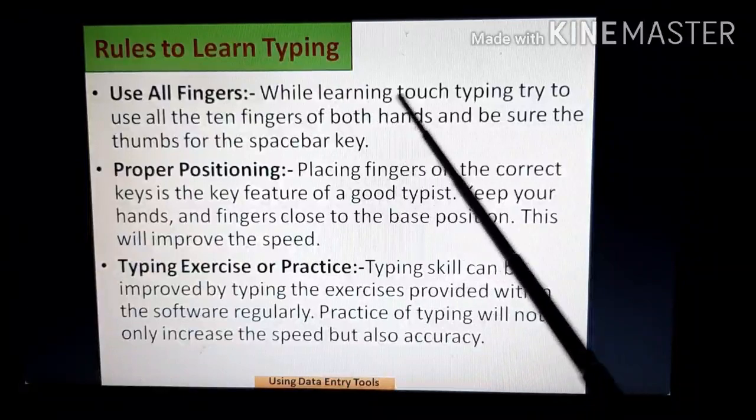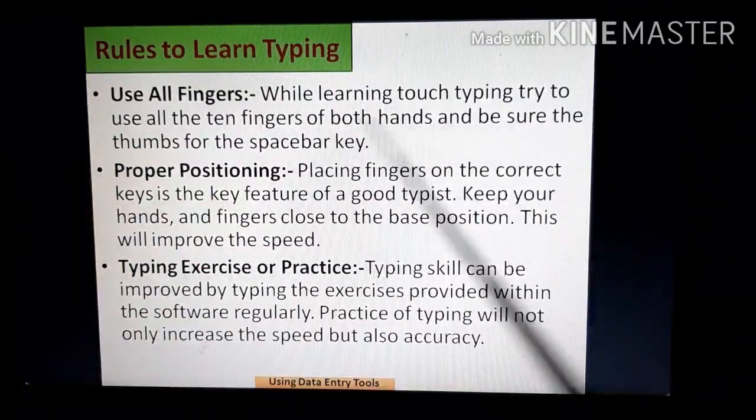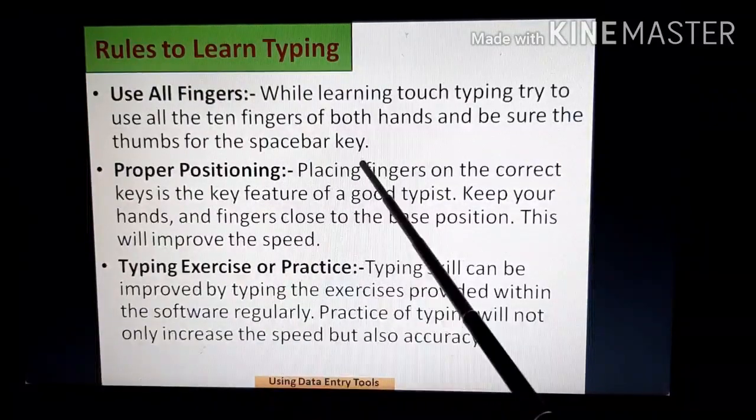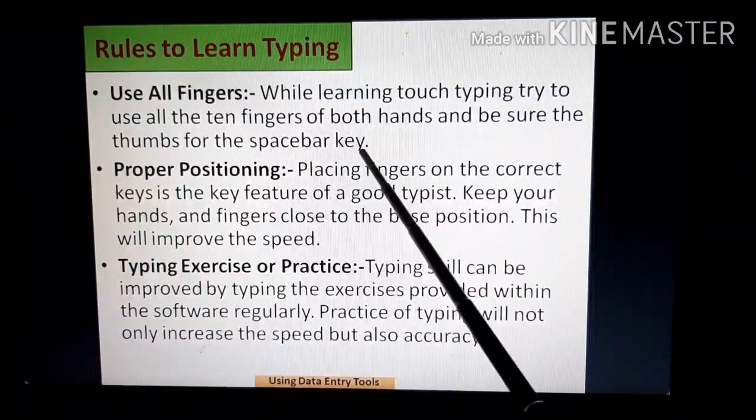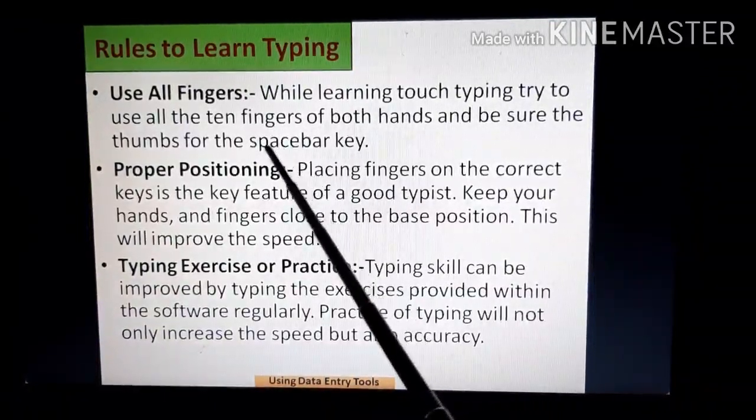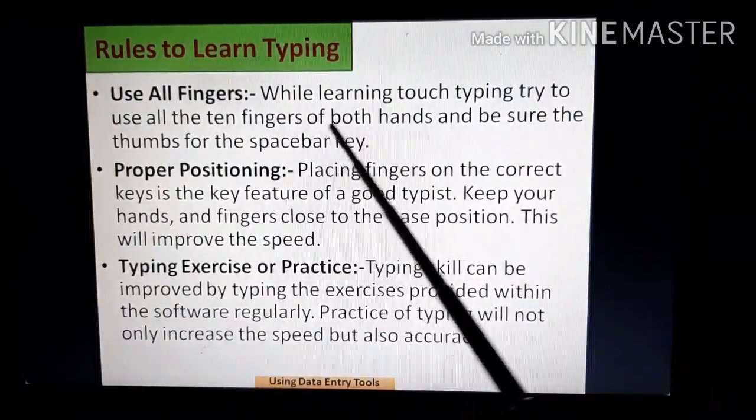While learning touch typing, try to use all the 10 fingers of both hands and be sure to use the thumb for the spacebar key. That means while typing with the help of a keyboard, we have to use all the 10 fingers properly, and we have to be sure that our thumb is placed on the spacebar key.